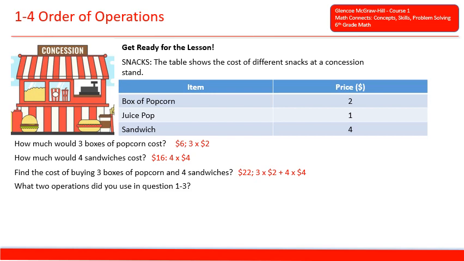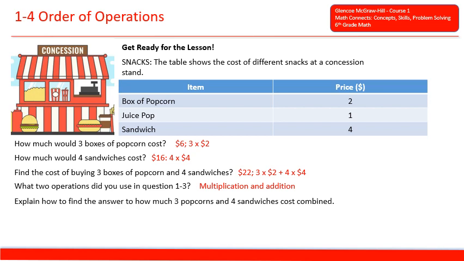What two operations did you use in questions 1 through 3? Multiplication and addition. Explain how to find the answer to how much 3 popcorns and 4 sandwiches cost combined. So we would multiply the price of each item by the amount purchased, then add the products. So we would multiply 3 popcorns times $2 plus 4 sandwiches times $4.